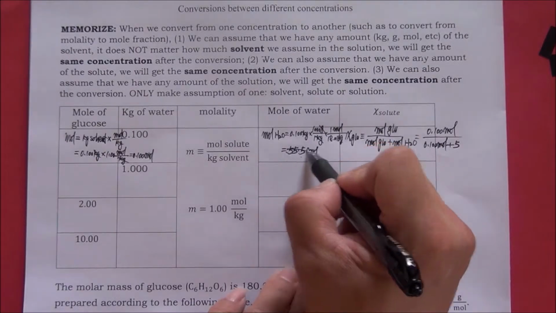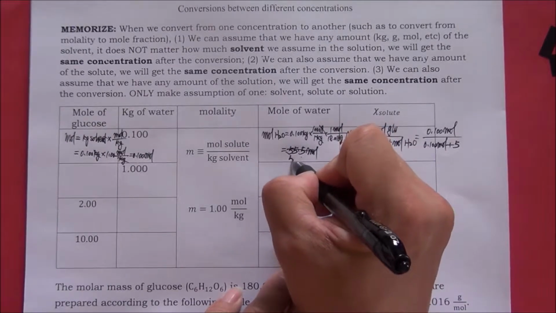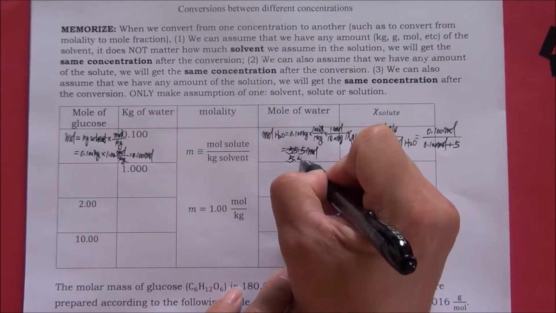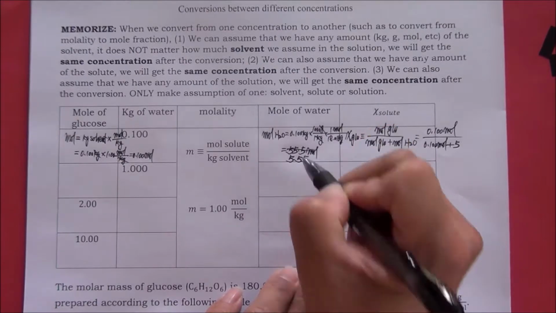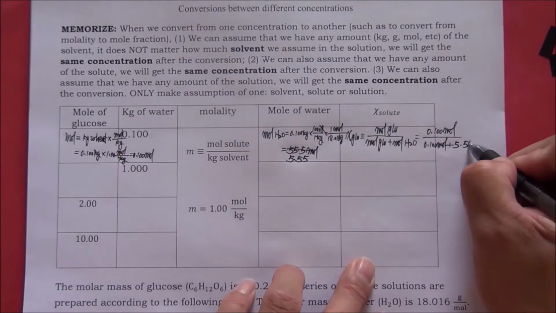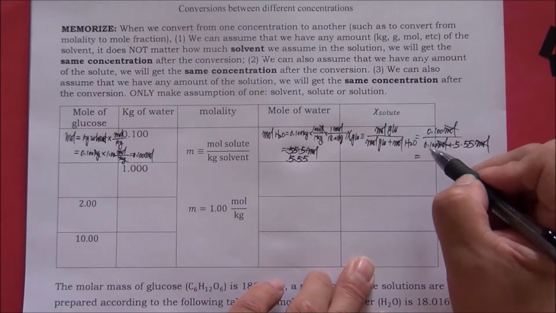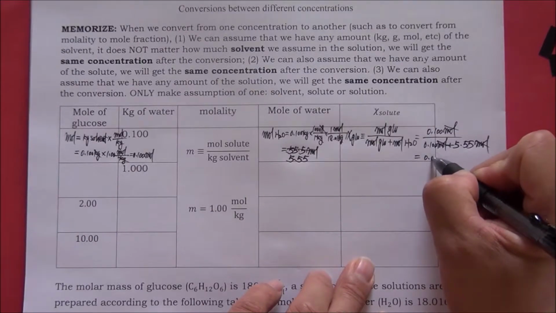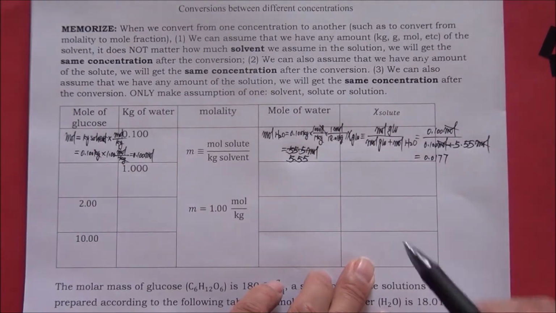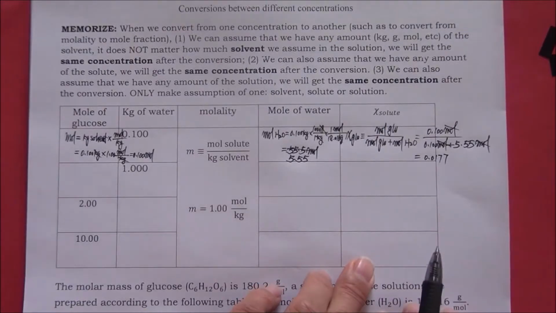Sorry, my number is wrong. It's 5.55 moles of water. Let's plug in the values and we calculate the mole fraction of glucose. The answer is 0.0177. Mole fraction does not have a unit.